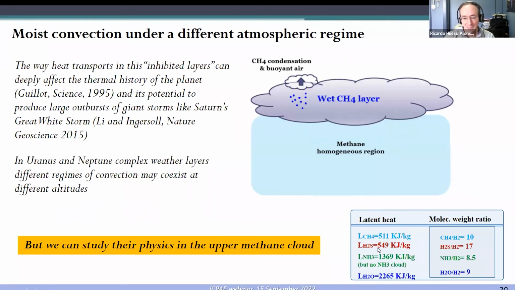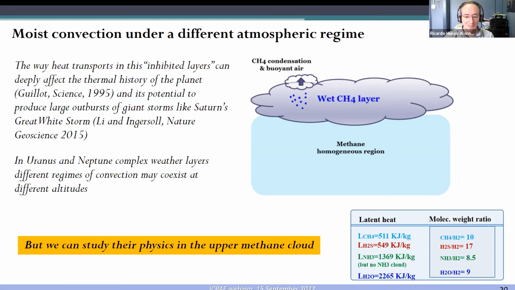base. It's very easy to inhibit completely convection in this hydrogen sulfide cloud because the latent heat is strong, but the molecule is very heavy. Ammonia is going to be easy to inhibit, and water is also going to be easy because water is going to be very abundant at depth, and so it's easy to avoid moist convection from water at depth.